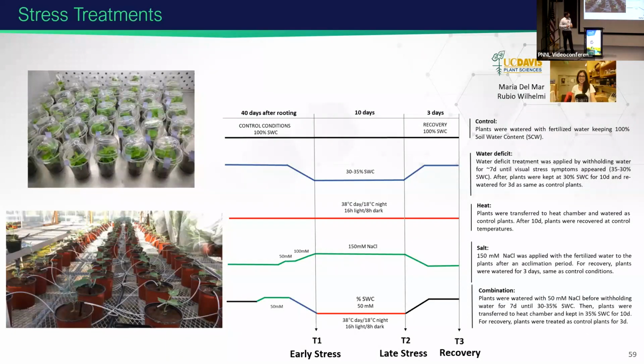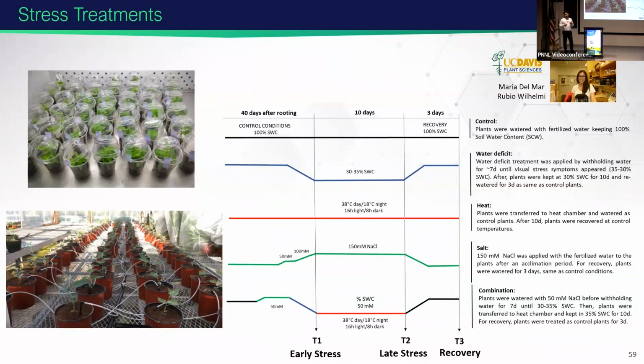So all the stress treatments were done at UC Davis in our collaborator's lab. The 40-day-old hybrid poplar cuttings were exposed to different stress conditions like drought stress, salinity, and heat stress, and their combination. We collected samples at the start of the stress and after a prolonged exposure to stress, which is a late stress sample. Then we allowed the plants to recover, and we collected the third sample, which is a recovery.